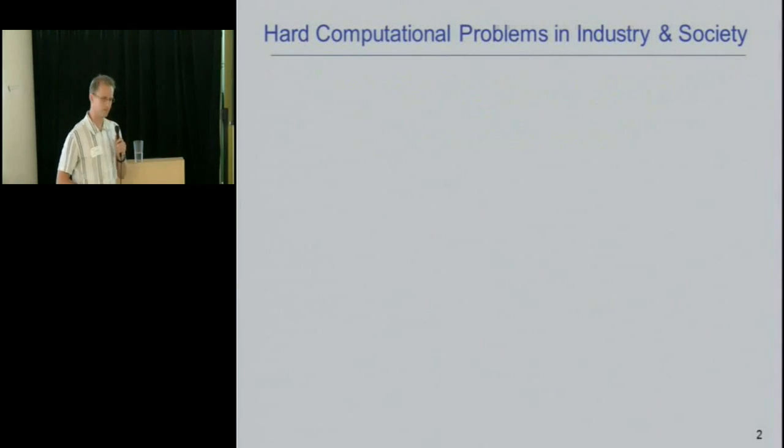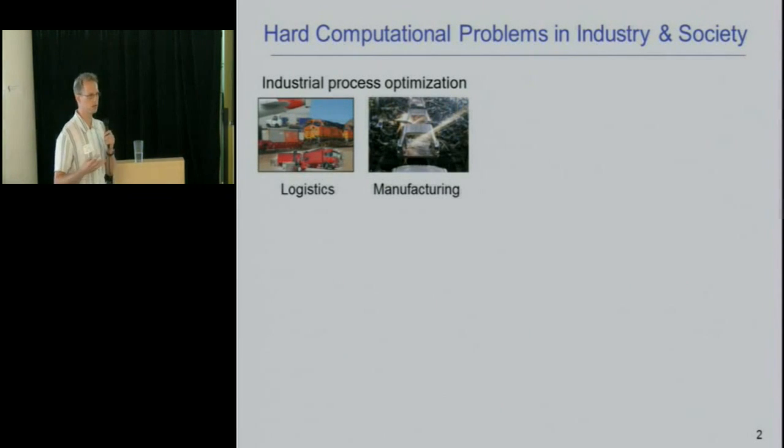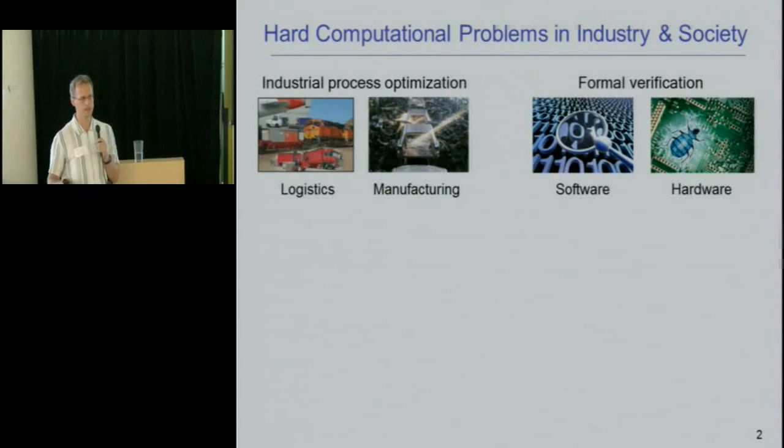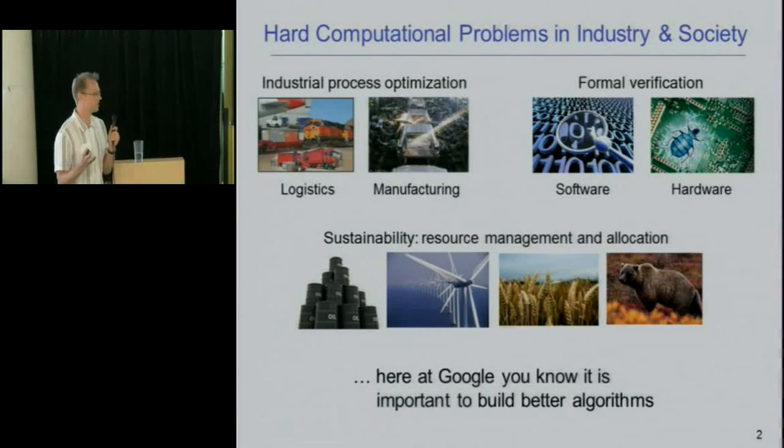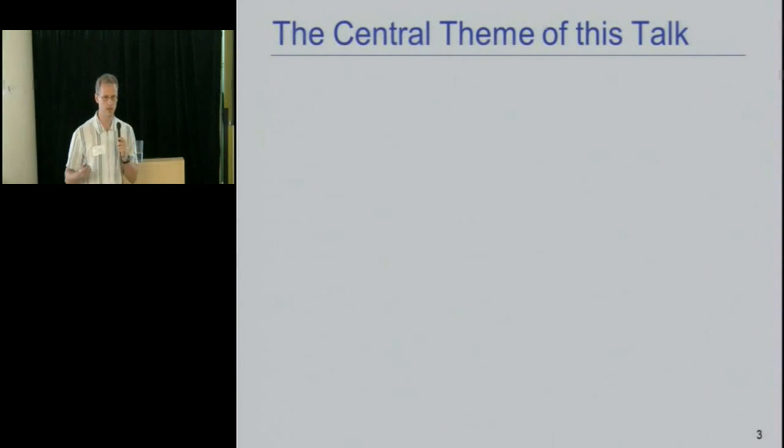I usually like to start this talk by pointing out some hard computational problems in both industry and society where building better algorithms really can make a difference. For example, in the optimization of industrial processes, or in the verification of formal properties of software or hardware and applications in security, or in the sustainable management of resources that our planet has to offer. But I figure here at Google, you really know that there are important problems out there and that building better algorithms is key to making progress on them. So let me jump straight to the central theme of this talk.